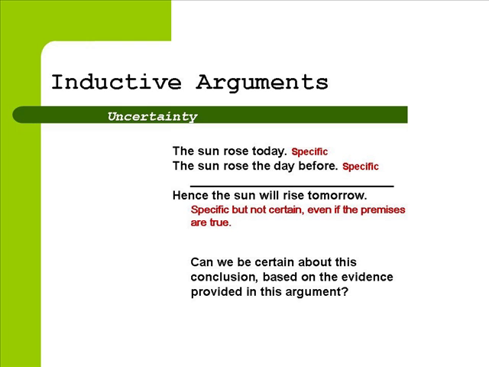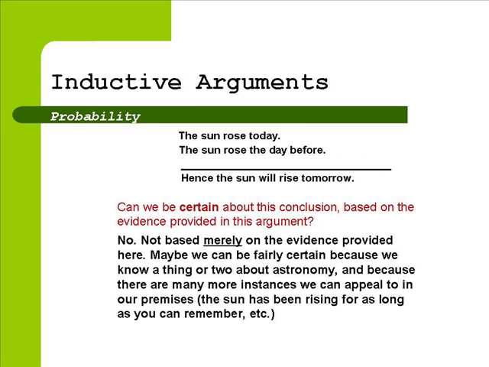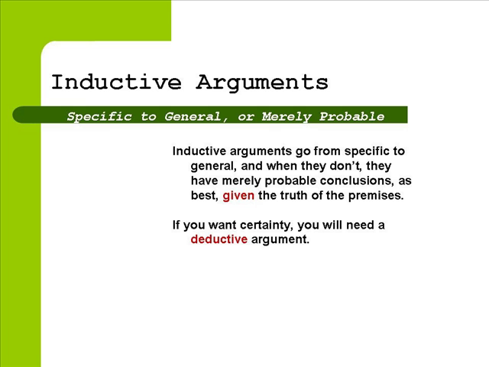I actually lied when I said that the definition of an inductive argument is that it goes from specific to general. In fact, that's only part of the definition, because there are two types of inductive arguments. This means that there are two telltale signs of an inductive argument. Either the argument goes from specific to general, where the conclusion generalizes over more instances than you can find in the premises, or the conclusion is not certain given the truth of the premises. And I repeat, given the truth of the premises.